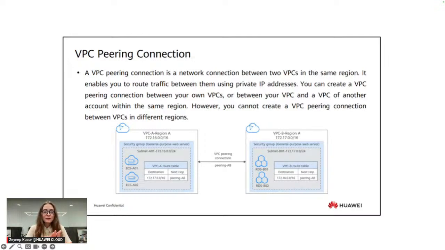So if they're not in the same region, let's say one VPC is in Singapore and the other VPC is in Cairo, you cannot do it. They have to be in the same region. So this setup uses routing tables to direct the traffic properly between the VPCs. So VPC peering is great for creating a secure network environment across your different cloud resources and keeps everything streamlined and well connected within the same region.